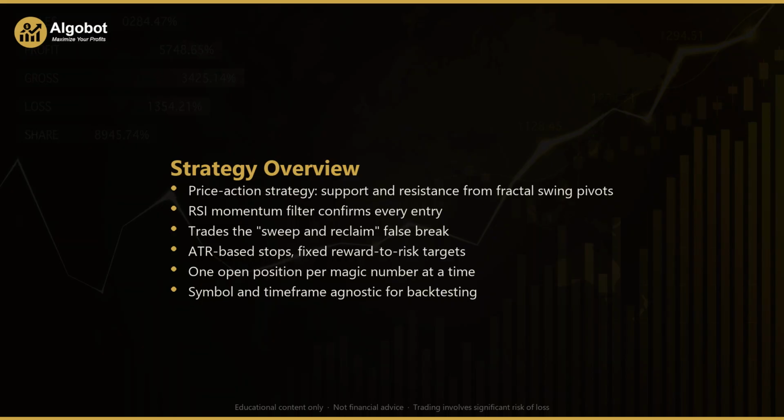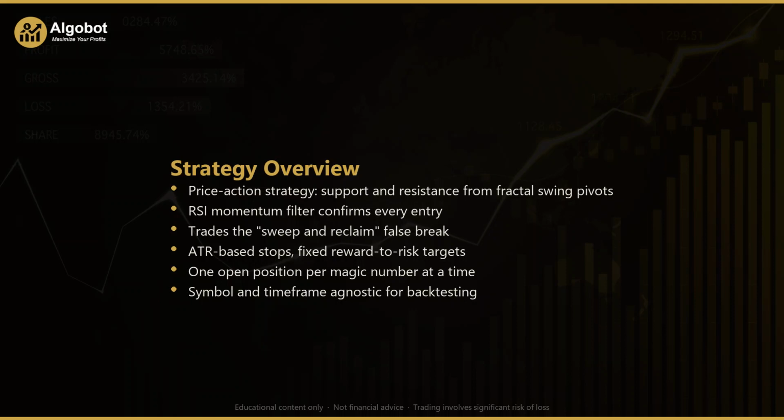The strategy builds its map of the market using fractal swing pivots. A swing low becomes a support level, and a swing high becomes a resistance level. But rather than simply buying at support or selling at resistance, this approach focuses on a very specific event known as a false break, or a sweep and reclaim. That's when price briefly pushes beyond a level, takes out the orders resting there, and then snaps back inside. It's a pattern many discretionary traders watch closely.